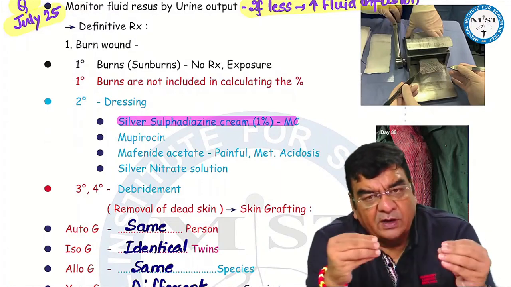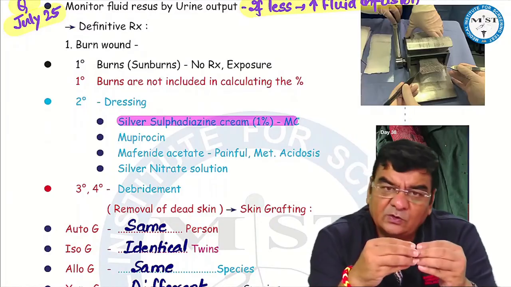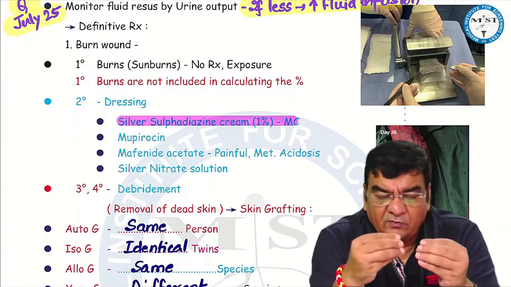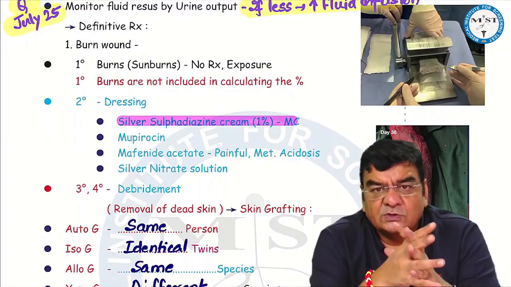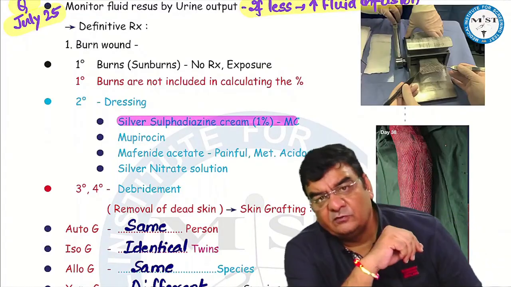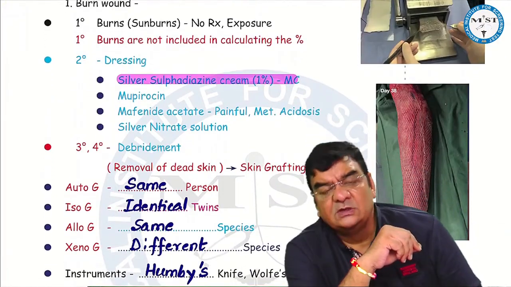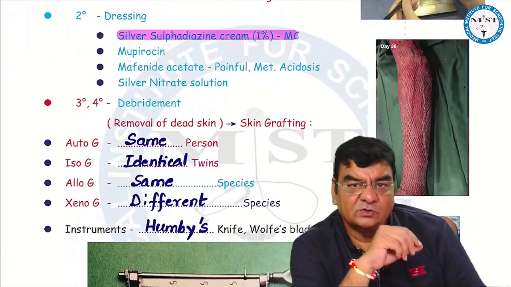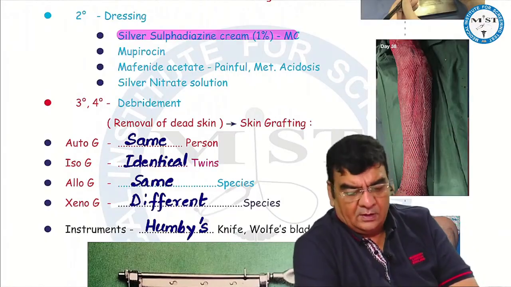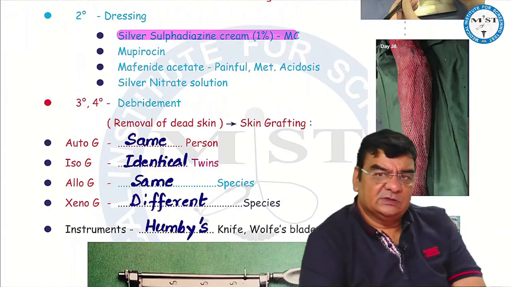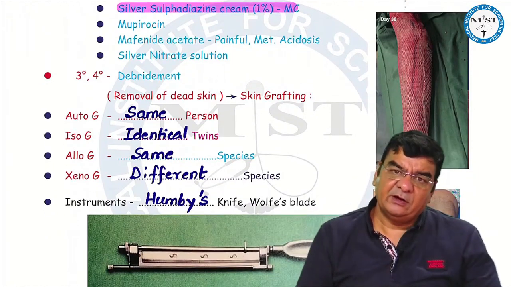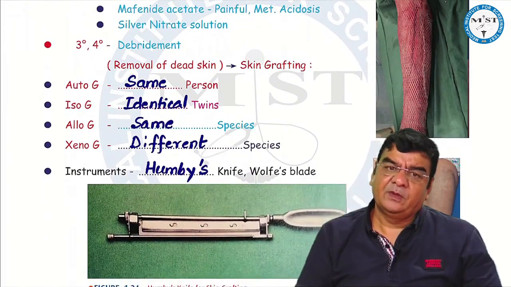We can use just paraffin gauze dressings. We can use silver sulfadiazine, most commonly used, 1% concentration. We can use mupirocin, mafenide acetate, but mafenide acetate is painful and causes metabolic acidosis. Silver nitrate solution can be used, collagen sheets can be used, fish skin can be used. For third and fourth degree burns, where the skin is completely dead, we have to remove the dead skin, debridement, and do skin grafting.